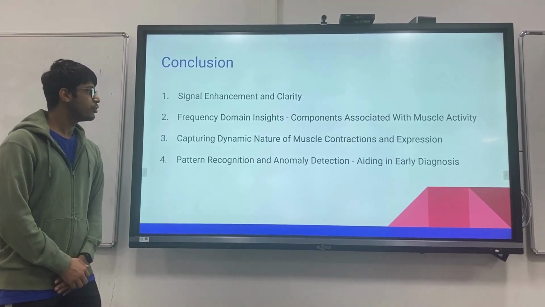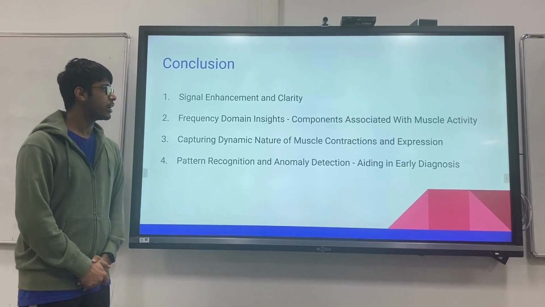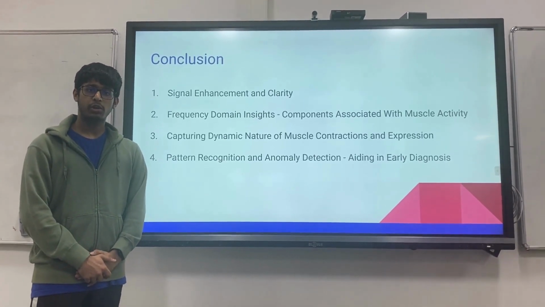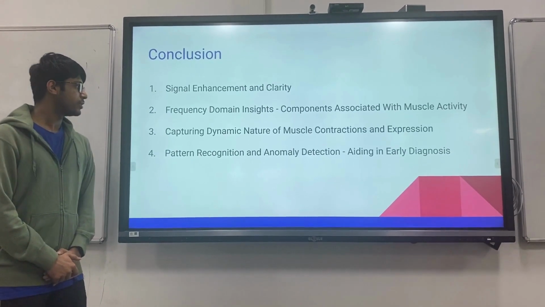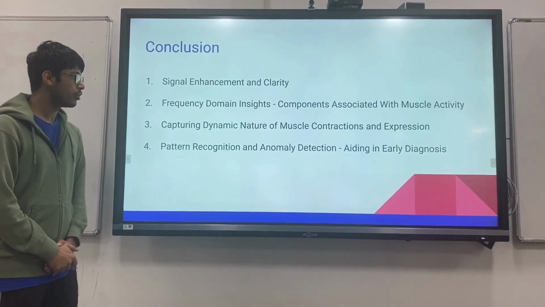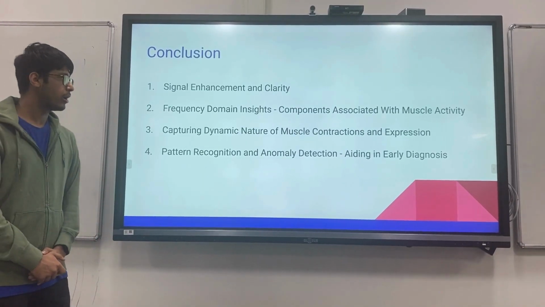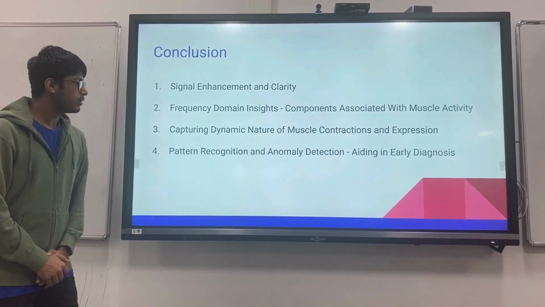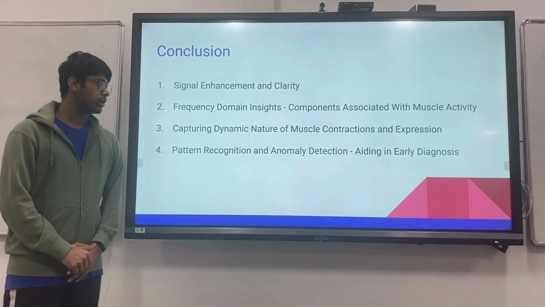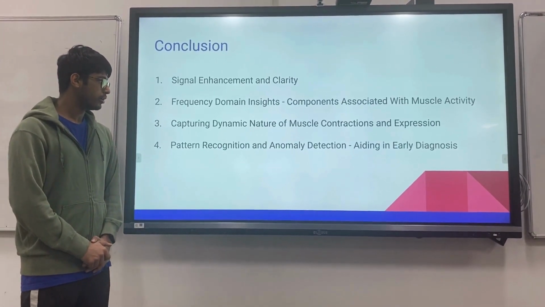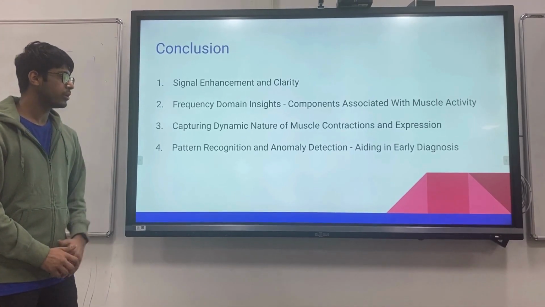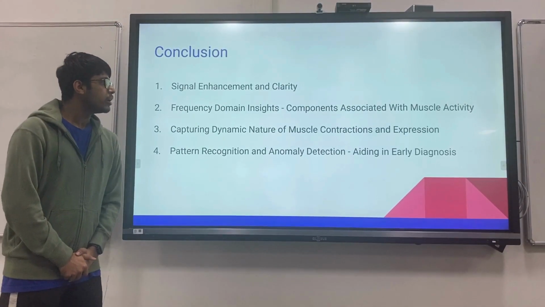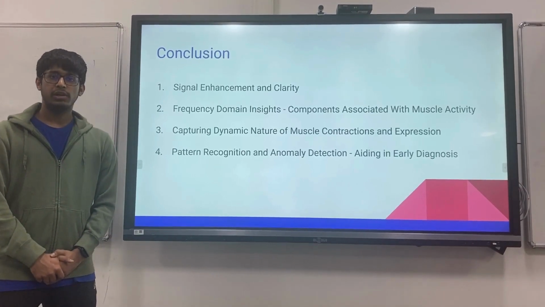From the frequency domain insights, we can capture the important frequency components associated with the Zygomaticus muscle, capturing the dynamic nature of the muscle contractions and expressions. By recognizing the pattern, we can use it in medical studies and do early detection of any anomaly in the patient, which could aid early diagnosis.